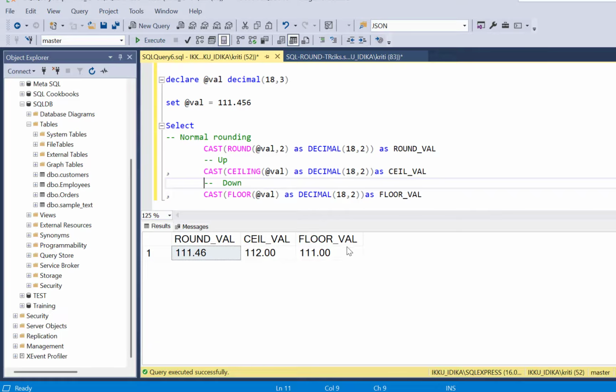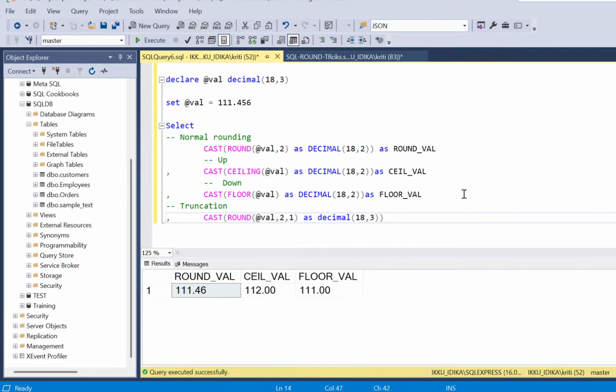The part that most SQL developers are not aware of is that the round function can take a third argument, which is a truncation flag, and if it is set to 1, it will truncate your input value to the desired number of decimal places instead of rounding up or down.